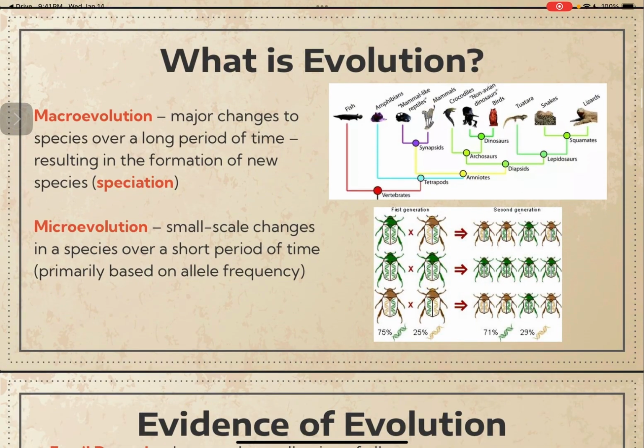Moving on. So we talked about evolution, but let's get a little bit deeper into it. There's macro and microevolution. Macroevolution is when we have major changes to a species, but it takes a long time. It results in the formation of a new species, and this is called speciation. We also have microevolution, which is small changes in a species over a really short time period, and it is primarily based on allele frequency. If we look to the right-hand side, we'll see some examples of those as well. So again, macro: big, long time. Micro: small, short time.